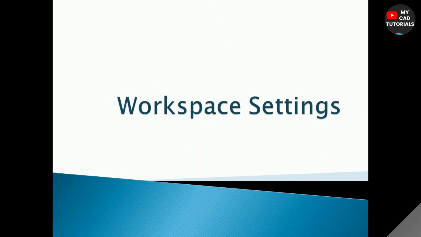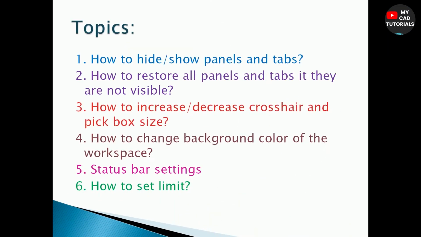So the topics of this video are: the first one is how to hide or show panels and tabs. The second one is how to restore all panels and tabs if they are not visible. The third topic is how to increase or decrease crosshair and pick box size. The fourth one is how to change background color of the workspace. Fifth one is status bar settings. And the last one is how to set limit in AutoCAD.